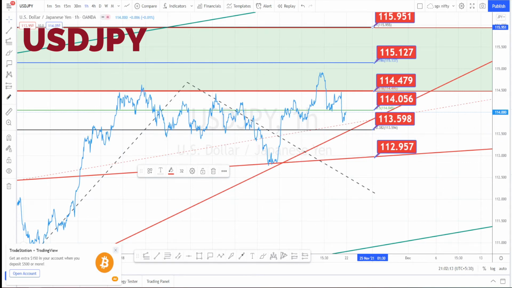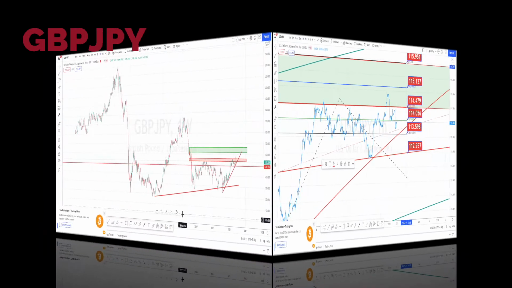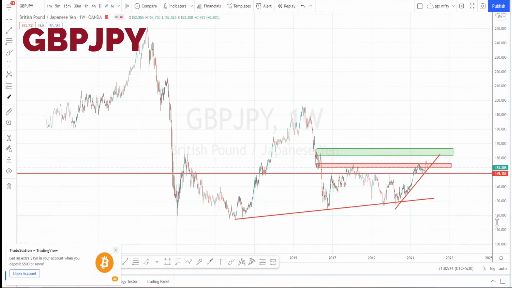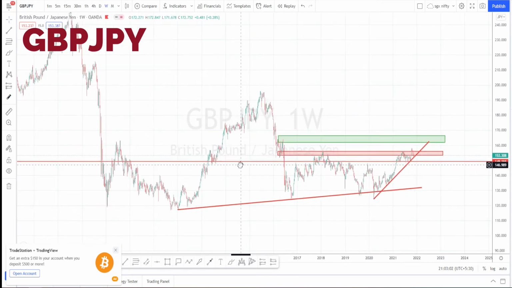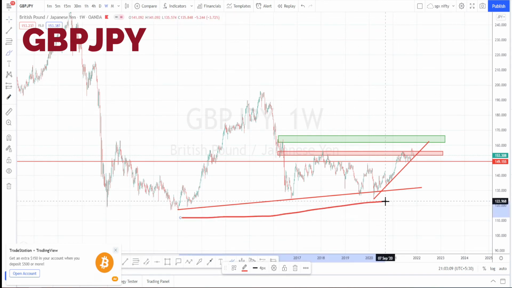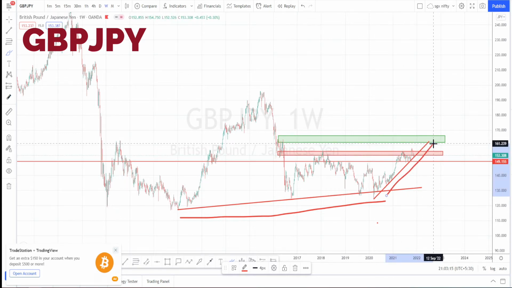Let us do the analysis in British Pound JPY. I am in weekly time frame of British Pound JPY currency pairs. When we look at the current price action, I have drawn the support line. It is on an uptrend, and here also from here it started its uptrend and it is continuing on its uptrend now. It has taken support over here and the uptrend is still strong.